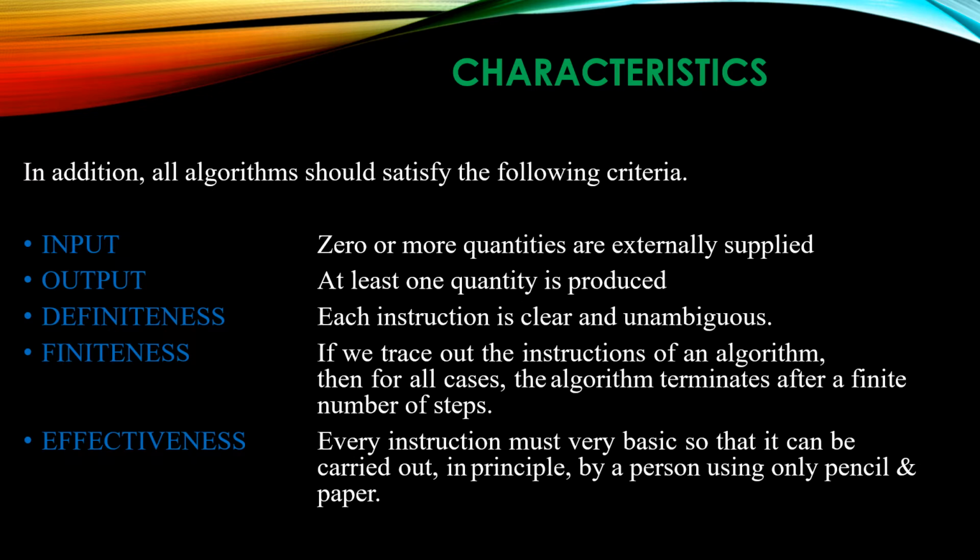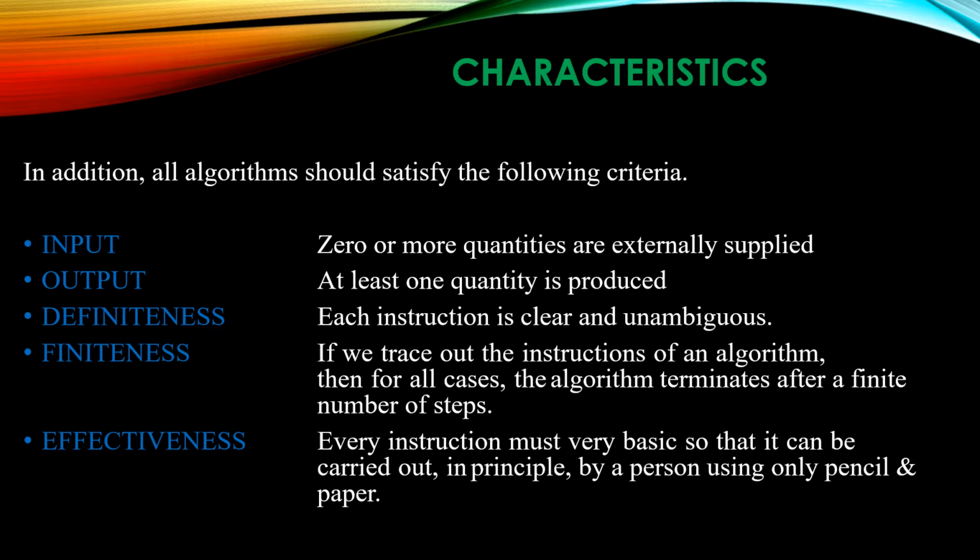Definiteness: each instruction should be clear and unambiguous, that means no doubt. This we call definiteness. Then the next is finiteness. If we trace out the instructions of an algorithm, then for all cases, the algorithm terminates after a finite number of steps. So that means a minimum number of steps. This characteristic we call finiteness.